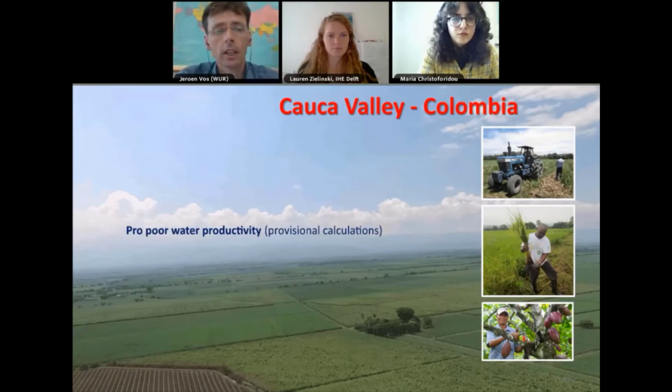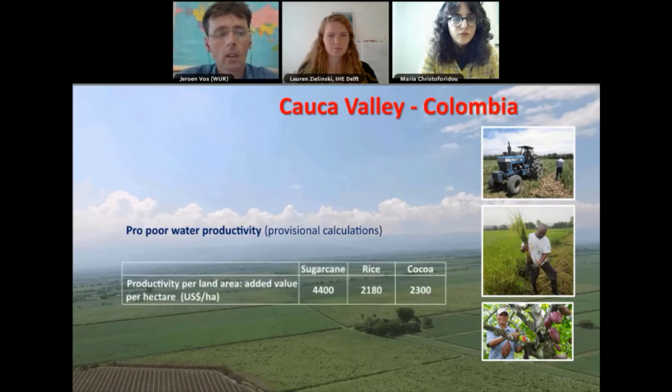So now let's look at the pro-poor water productivity, or the socio-economic productivity. In the same manner as we did with the Ica case. So you see that there's this productivity of land per hectare, the added value, or say the net returns. And for sugarcane, they are double as compared with rice and cocoa of the smallholder farmers.